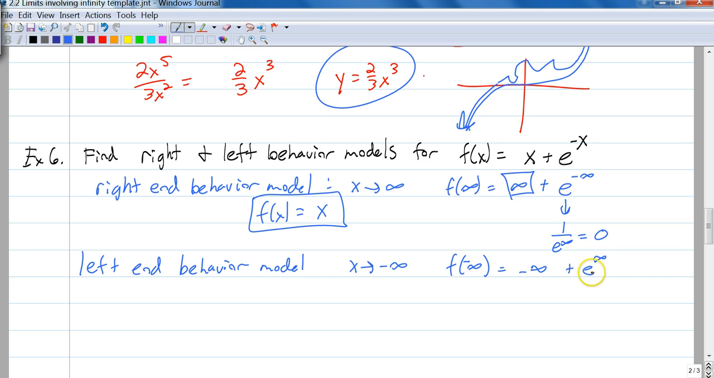E to, like, if I said e to 100 minus 100, if x was negative 100, it would just be e to the positive 100, which is a very big number, and then we'd be taking 100 off of that. Okay, so eventually as you keep going to infinity, this number is going to be so much bigger than just the negative infinity. So the left end behavior model is the piece that is the exponential. And that's the one that would win out going to the left because the negative turns to a positive. And that is a right and left end behavior model.